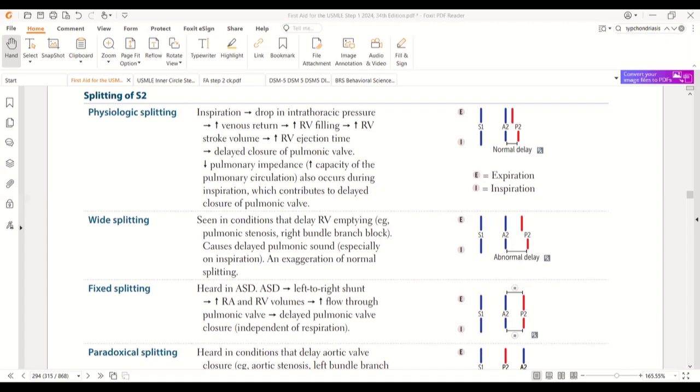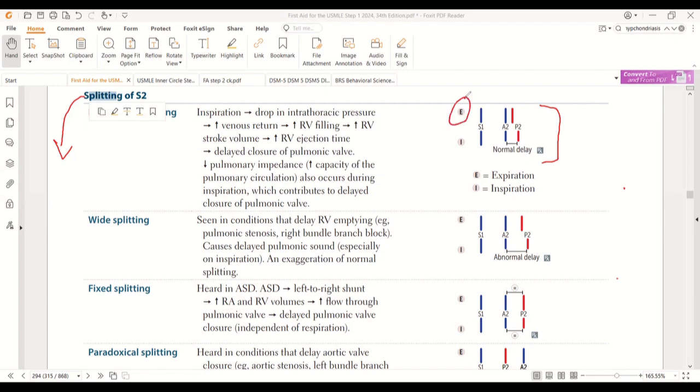Let's start. So splitting of S2. Why does the splitting of S2 take place? Okay, we discussed this in the previous session. Can anybody repeat it for me? Yes, so we have a delay in the closure of the pulmonary valve. Yes, delayed closure of the pulmonic valve, right? Okay, so this is the normal scenario.